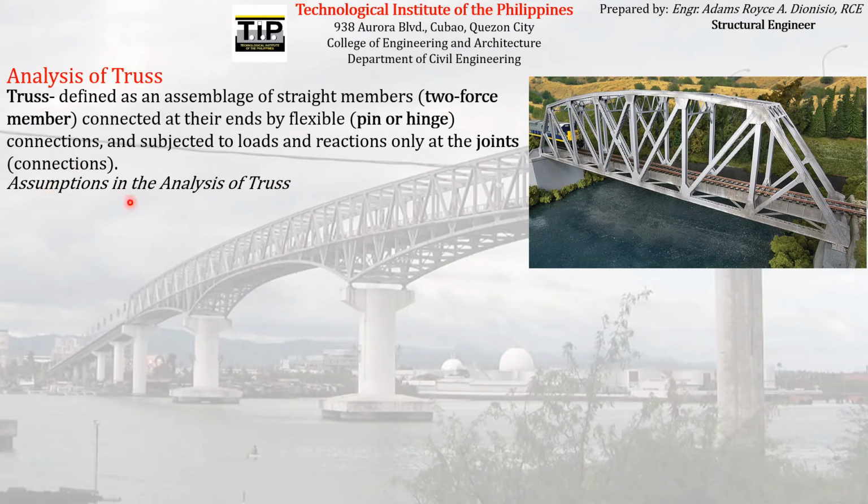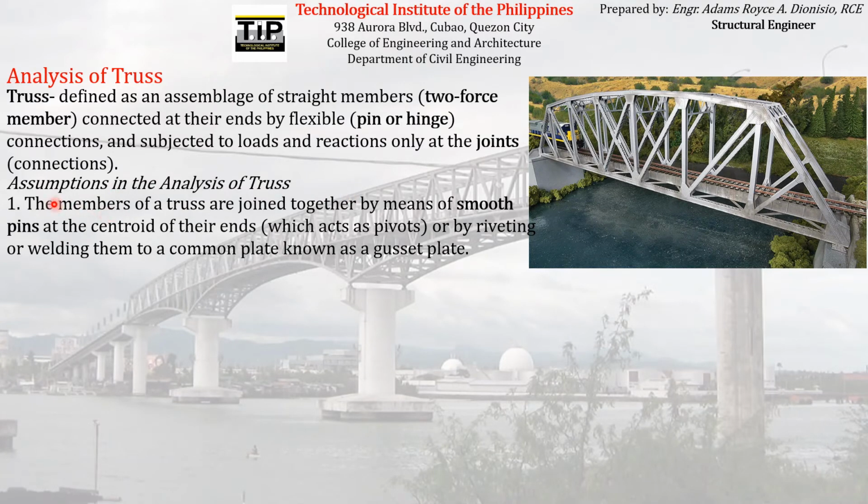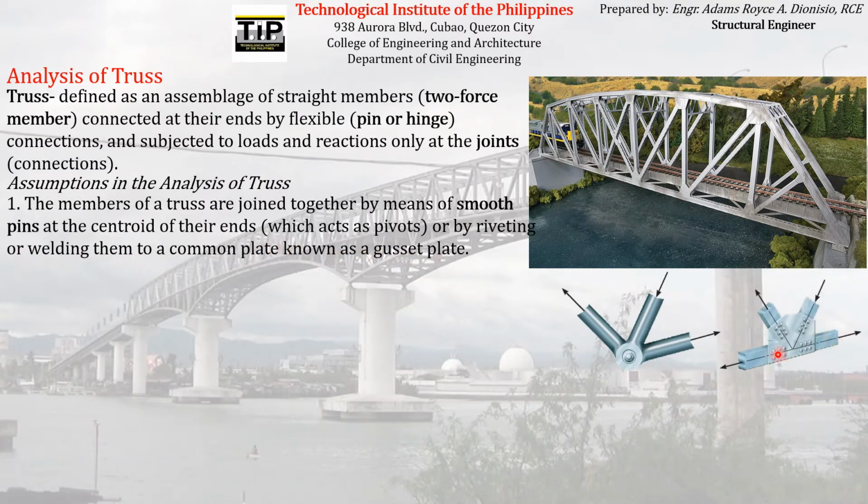Let's go to the assumptions that we assume usually when we analyze a truss. First assumption, the members of a truss are joined together by means of smooth pins, just like this one, at the centroid of their ends, which acts as pivots, or by riveting or welding them to a common plate known as a gusset plate. Yan, ito yung gusset plate na tinatawag. Tapos nakarivets yung mga member. So sa first assumption natin, sinasabi natin na kung meron tayong truss, yung mga members niya connected, ang assumption natin, yung connection na yan ng mga members ay smooth pin or hinge. Yan, ganyan. Yun yung assumption natin.